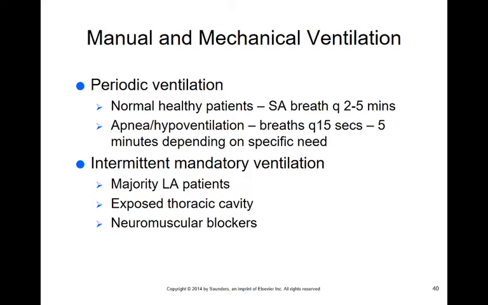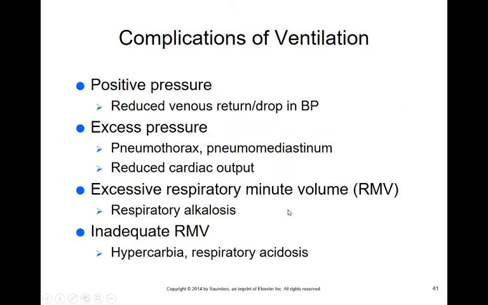We do have to do mandatory ventilation in large animal patients. They cannot move their chest wall as well when they're under anesthesia. If we have an exposed thoracic cavity, that means we've opened up the chest, then we've lost our pressure in the chest and we have to breathe for them because the lungs cannot inflate on their own. And if we have neuromuscular blockers, those are medicines that keep the lungs from inflating or keep the muscles from inflating the lungs, then we need to also ventilate for the patient.